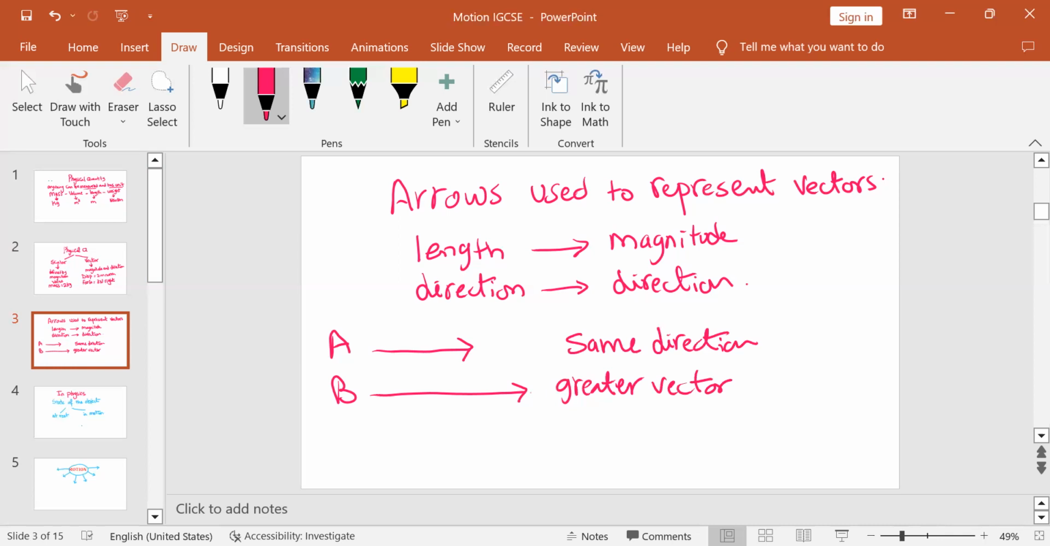What about if we have vector x and vector y? Can you compare these two vectors? Their direction is the opposite, but the magnitude is the same. Bravo. So here we'll say that they are equal in magnitude and opposite in direction.